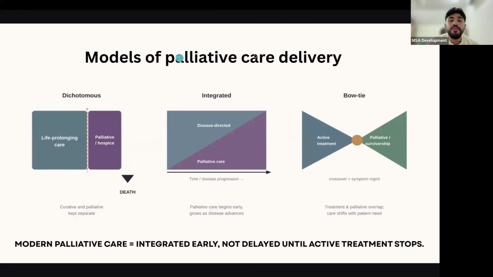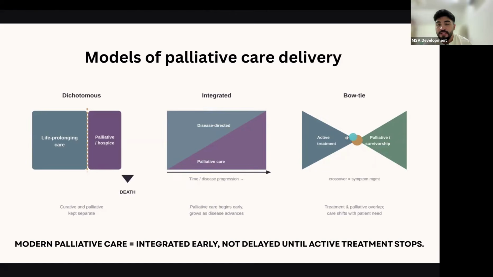Now, how do we deliver palliative care? We have three models. We have first the dichotomous one, where whatever life-prolonging care is being given to the patient and palliative care are two separate things, right? They're dichotomous, two separate things being given. Integrated is where you have palliative care being involved early on, and you're giving disease-directed care, like medications, maybe chemotherapy as well, and at the same time, palliative care, throughout the entire time of disease progression.